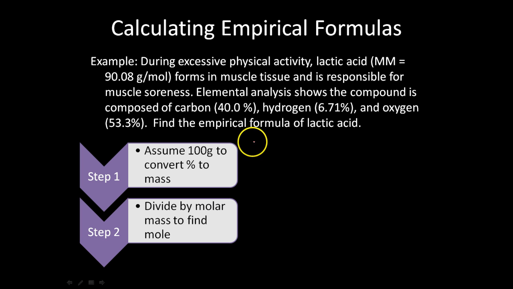The answer is 40.0 grams of carbon. Do the same thing with hydrogen, 6.71 grams of hydrogen, and the same thing with the oxygen, so 53.3 grams of oxygen. Then you divide each of those numbers by the molar mass for that particular element.